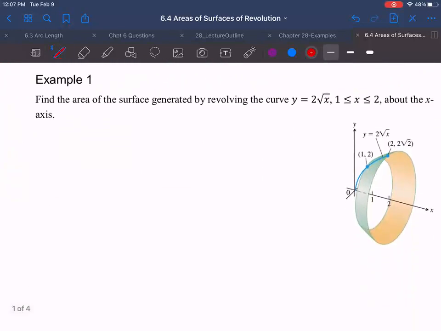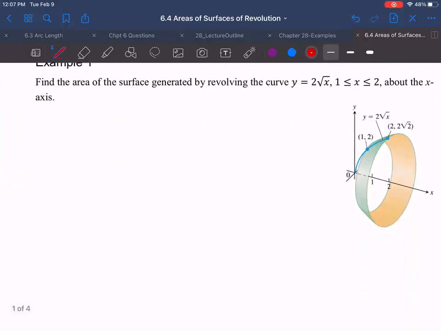So here we go. First example: find the area of the surface generated by revolving the curve y equals 2 times the square root of x from 1 to 2 about the x-axis. So first off, limits of integration, what are they?